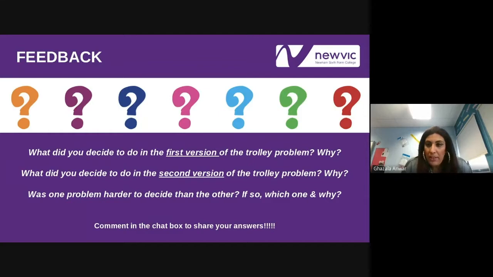Okay, what about the second version then, guys? What do we do? Push the stranger over. What did you say that you would do? Push the stranger over, saving the 5 lives, but killing the larger stranger? Would you just let the train continue? Look, it's getting more complex now, isn't it?